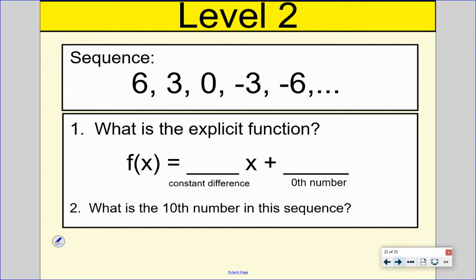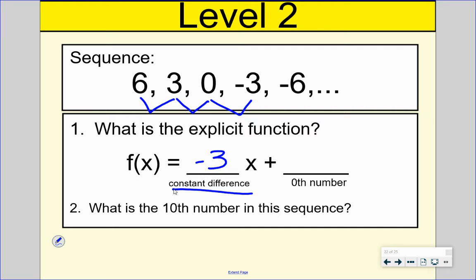Okay, another example here. We have the sequence 6, 3, 0, -3, -6, and so forth. So in order to find out what the explicit function is, we need to figure out what the constant difference is first, okay? Remember, the constant difference is what you are adding every time to go from 6 to 3, 3 to 0, 0 to -3. And here we can say, oh, we're subtracting 3. A lot of people can see that in their mind. What are we adding? Well, you're right, we are adding -3.